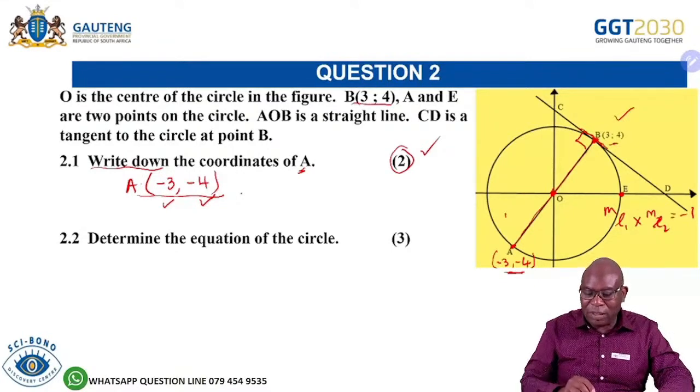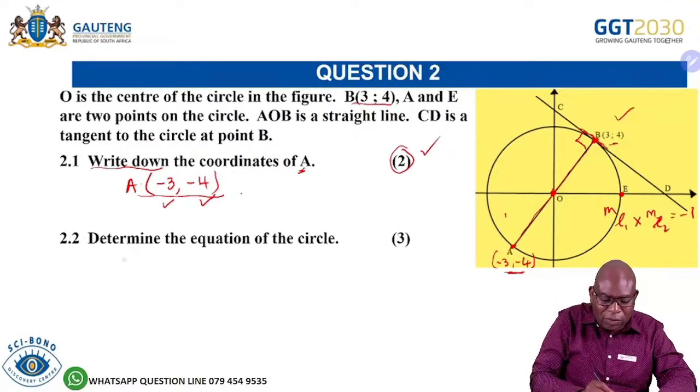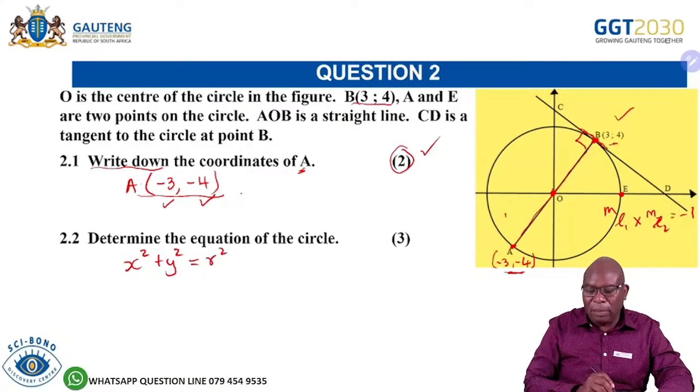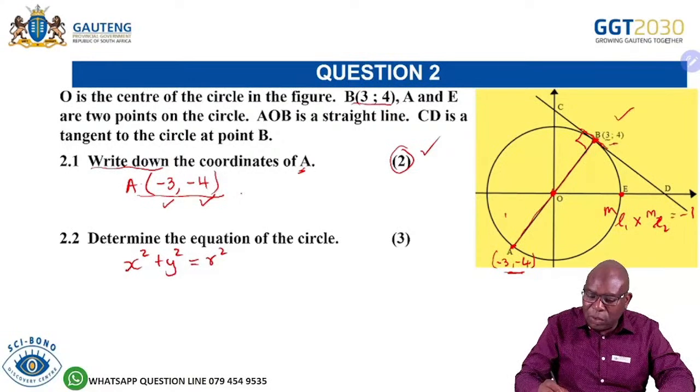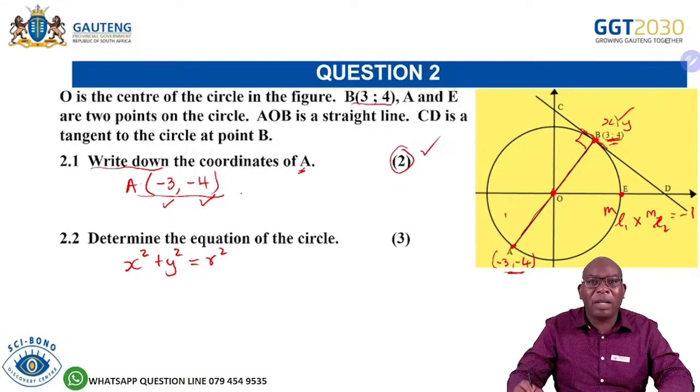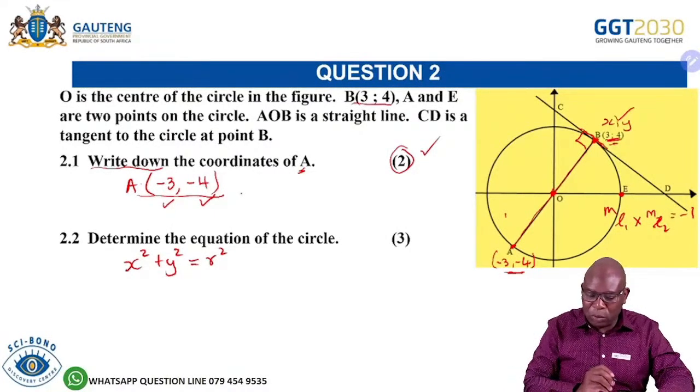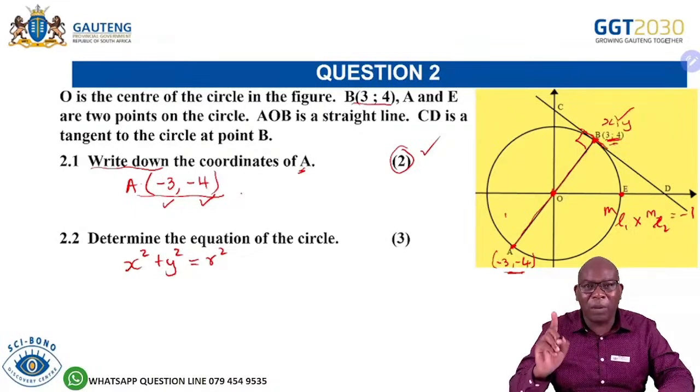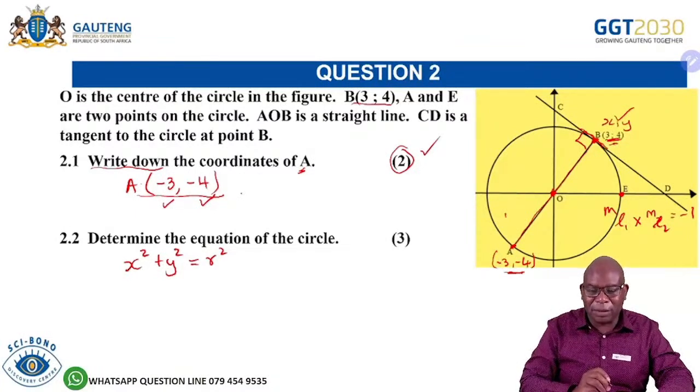Determine the equation of the circle. Circle. Go to your formula sheet. There's a formula, x squared plus y squared equals r squared. But I can see that this is a coordinate 3 and 4. An x here and a y. Coordinates are written as x and y. Then I just go there and substitute correctly. Out of 3, I need 1 mark. So already I've got a mark there.